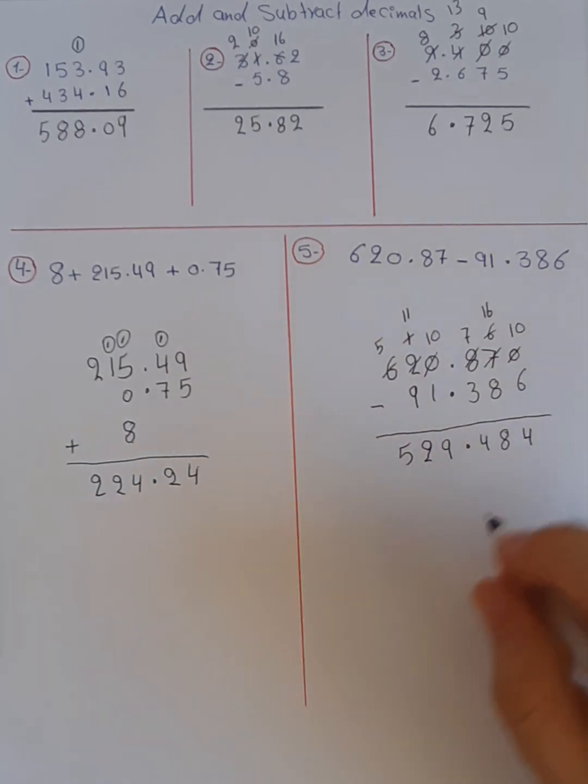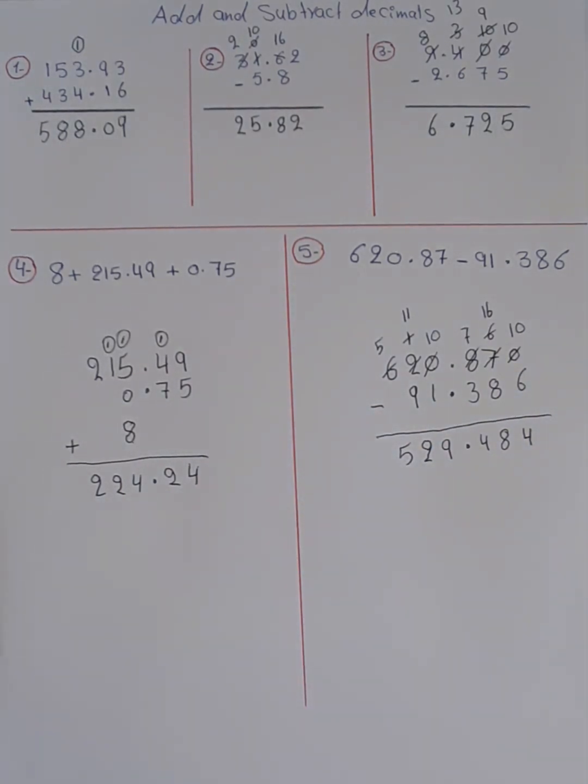So the difference between these 2 numbers is 529 and 484,000.